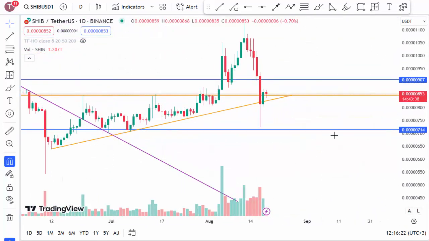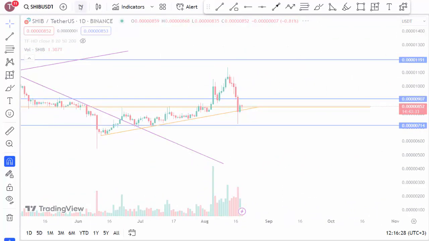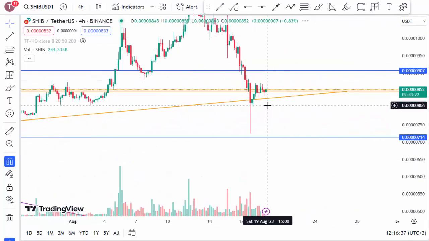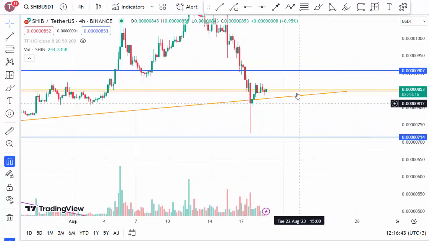Moving on to the 4-hour time frame for a brief analysis, we can see that the orange horizontal line is still above. If the price continues above this line, we can anticipate the continuation of an upward price movement. In this video, we've shared the technical analysis of SHIB coin.